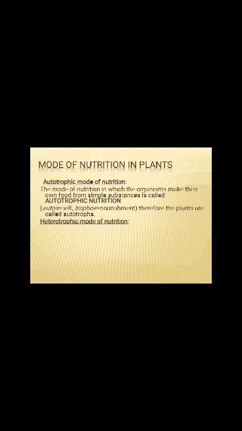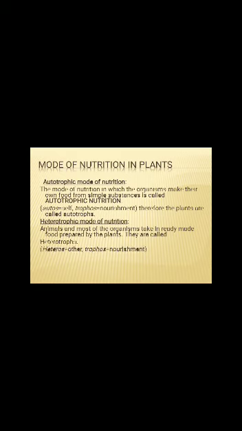Heterotrophic mode of nutrition. Animals and most organisms take in ready-made food prepared by plants. They are called heterotrophs. Heteros means other and trophos means nourishment. The mode of nutrition is called heterotrophic nutrition.